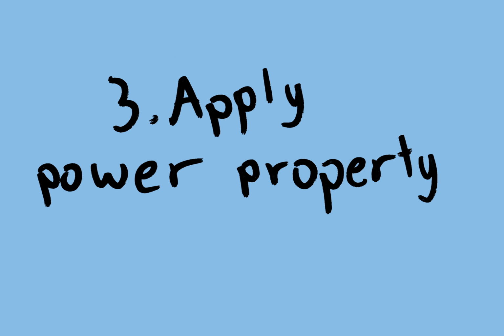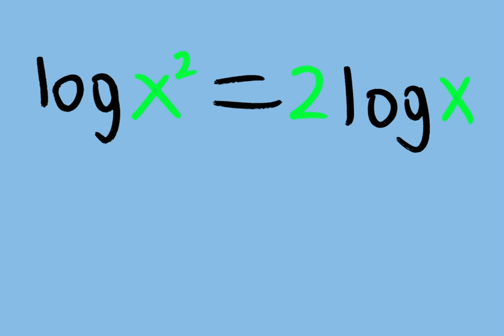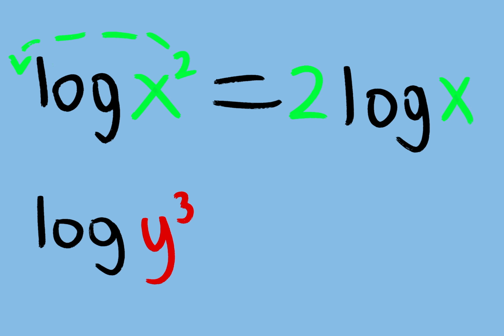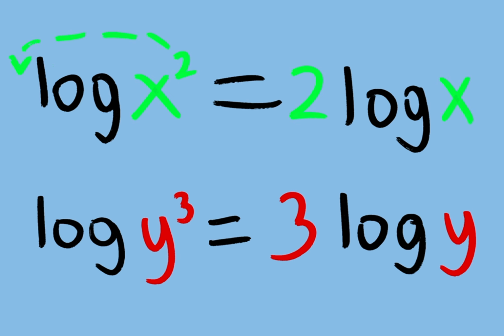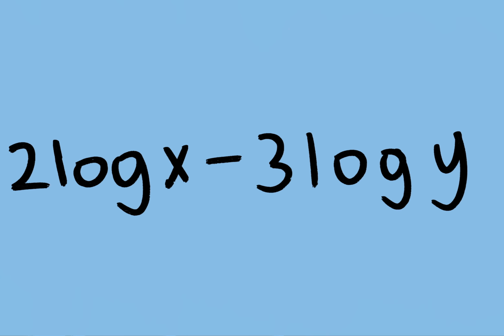Let's go to our next step, applying the power property, which says that exponents become coefficients. This means that log x to the power of 2 will become 2 log x because we moved the exponent to the front. And then log y to the power of 3 will become 3 log y because we moved the exponent to the front. Putting it all together, the fully expanded form is 2 log x minus 3 log y.